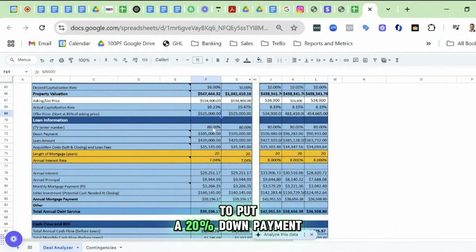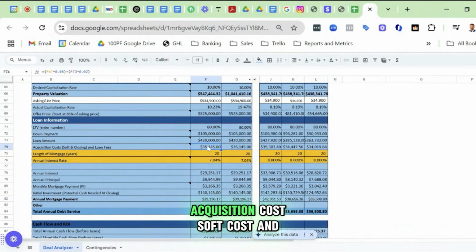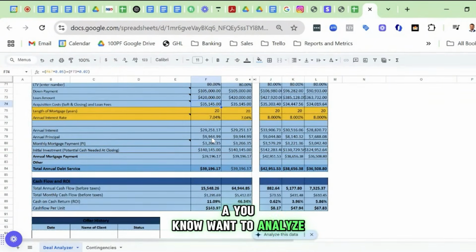Let's say we have to put a 20% down payment, so the loan to value, meaning how much of the mortgage will cover, is 80%. So we see here a down payment of $105,000, acquisition costs, soft costs, and closing costs, as I shared earlier, about property inspections, appraisals, forming entities, all that good stuff. And a mortgage, based upon the rates. Now, these rates can vary based upon when you're watching this video, so obviously if you want to analyze this deal, it's important to know what the rates are currently.